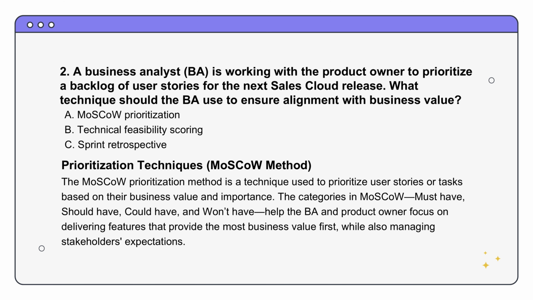All right. A business analyst, BA, is working with the product owner to prioritize a backlog of user stories for the next Sales Cloud release. What technique should the BA use to ensure alignment with business value? Options are A, MoSCoW prioritization, B, technical feasibility scoring, C, sprint retrospective. All right, this one's A, MoSCoW prioritization.